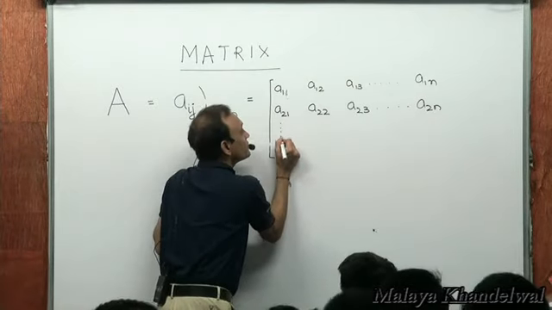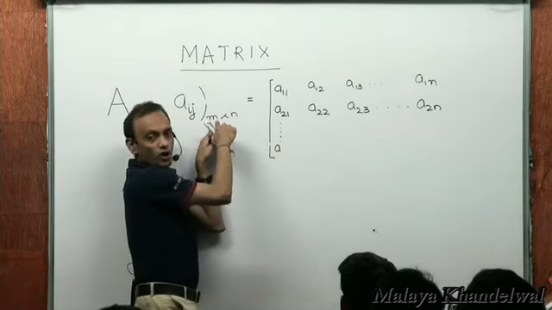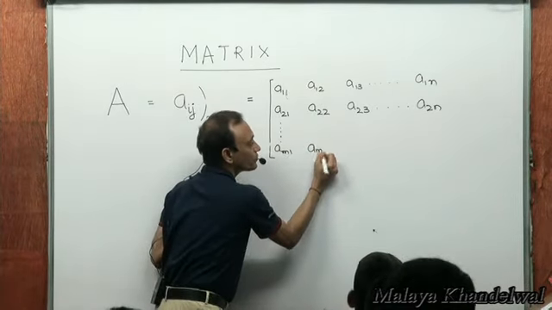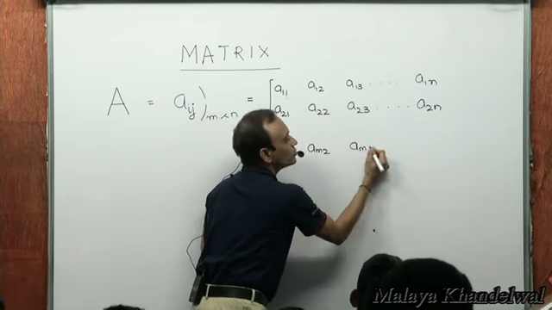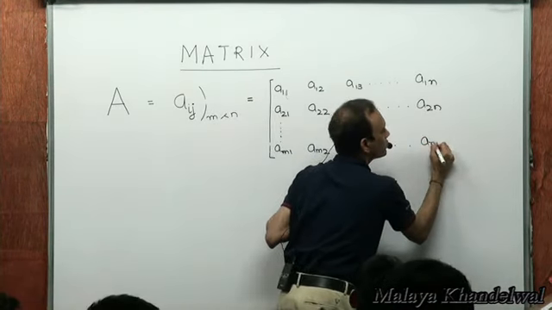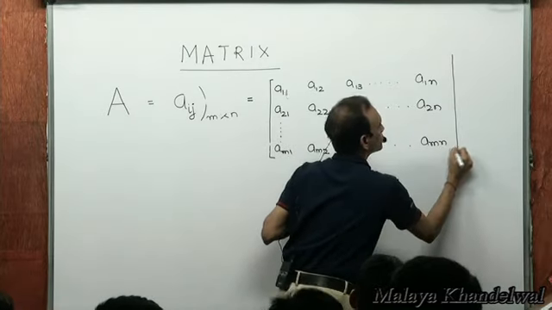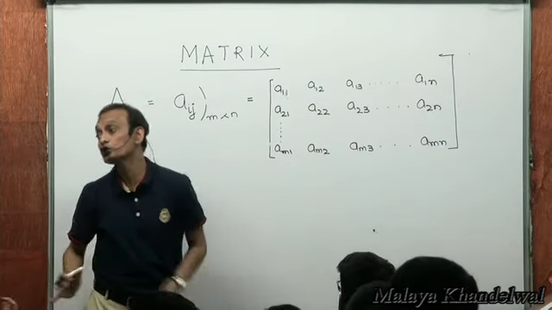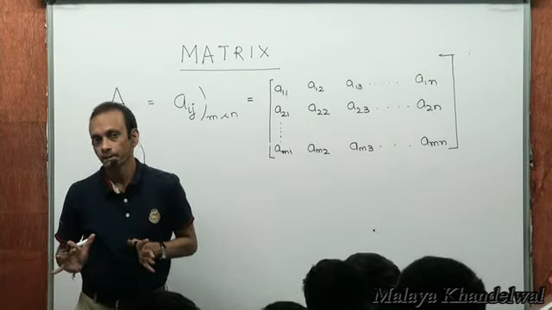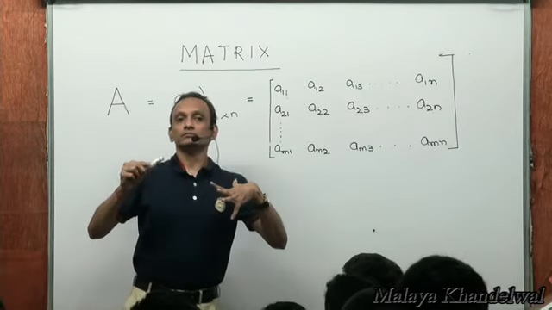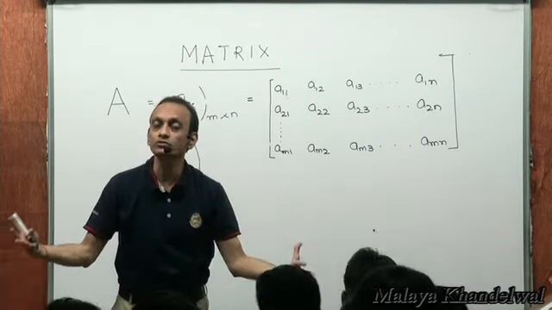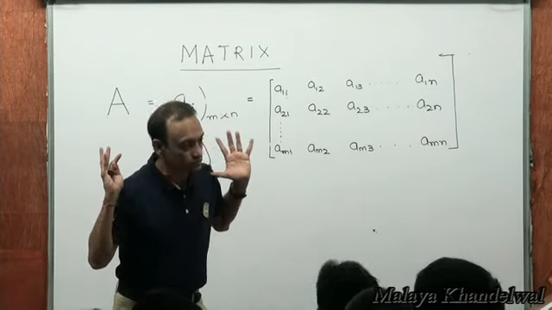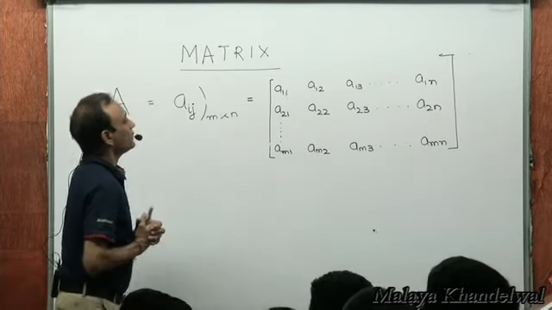Now going this way, the mth row. It has m rows. So mth row, first column; mth row, second column; mth row, third column; mth row, nth column. This is just a collection of elements. The output of this is not a number. We'll build an algebra around such a collection of numbers. We'll define operations for such a collection.